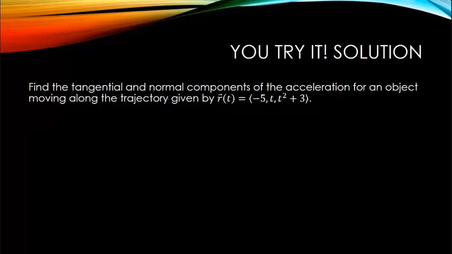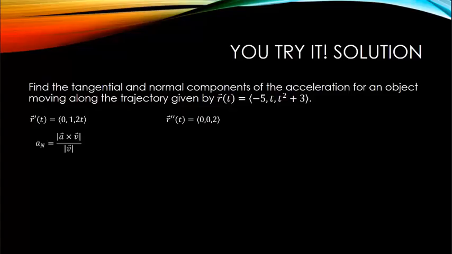In order to find the tangential and normal components of the acceleration for this object, I need to find r prime of t and r double prime of t. R prime of t has the components 0, 1, and 2t. R double prime of t has the components 0, 0, and 2.